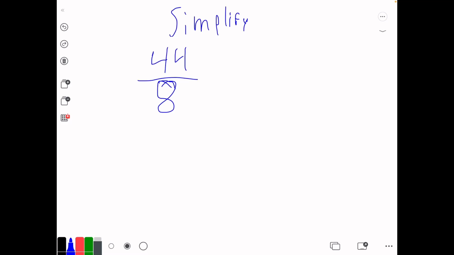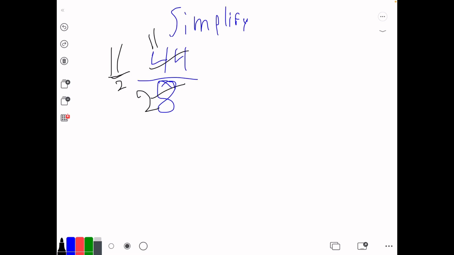So now you want to find something they're both divisible by. If you know the 2 rule, the number in the ones place, if it's an even number, it's divisible by 2. Now this one is divisible, so it's 22 over 4. And if you knew both of them were divisible by 4, you can divide them both by 4, 11 over 2. And that's how you could get it.